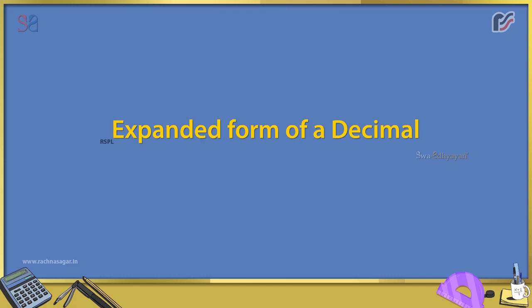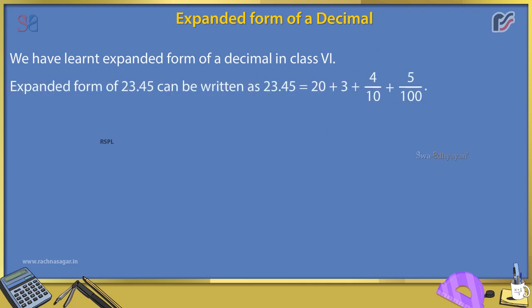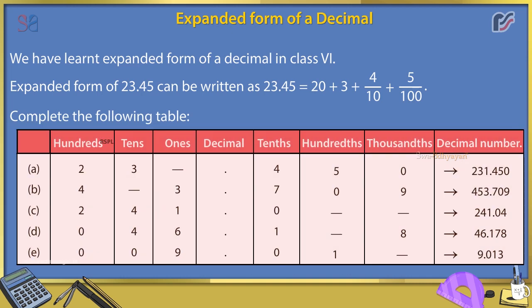Expanded form of a decimal. We have learnt the expanded form of a decimal in class 6. The expanded form of 23.45 can be written as 23.45 is equal to 20 plus 3 plus 4 by 10 plus 5 by 100. Complete the following table: hundreds, tens, ones, decimal, tenths, hundredths, thousandths.